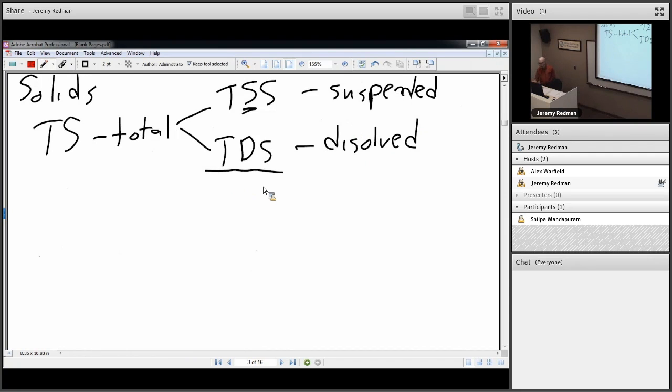And the total dissolved solids simply is going to be the sum of all of our chemical species. We add up the milligram per liter of everything. That should give us the total dissolved solids.